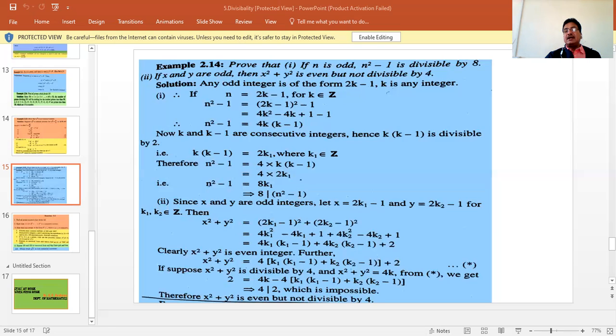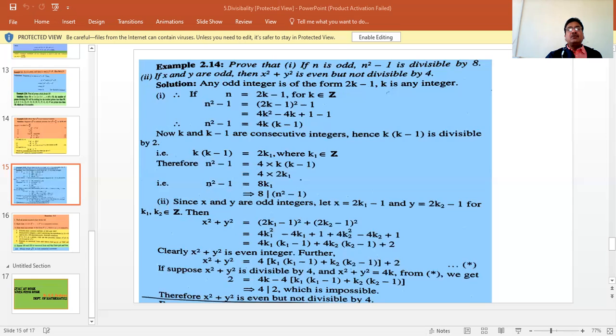Don't take the same notation, that is, k for both, because k1 and k2 depend on x and y. Suppose x is 9, then k is 5. Suppose y is 5, then k2 is 3, because 3 into 2, 6, minus 1 is 5. So x and y are two different odd integers, and that's why k1 and k2 are different. So x and y are odd, therefore we can take x and y in the form 2k1 minus 1 and 2k2 minus 1.